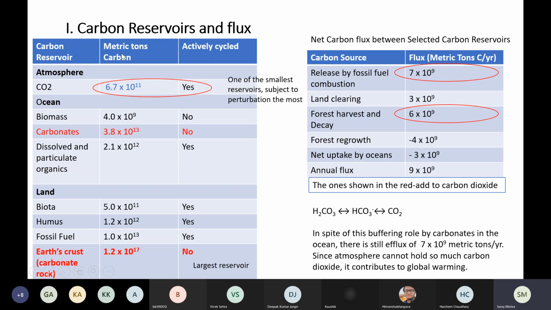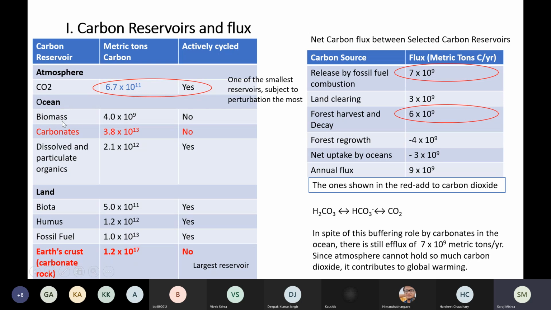So in this picture on the left, in this table, the first thing that you will see are the carbon reservoirs. So essentially, the carbon is present in the atmosphere or in the ocean, or it is present on land. Okay, in the atmosphere, the carbon is available in the form of carbon dioxide. And how many metric tons of carbon is written here? And is it actively cycled? The answer is yes. Okay, then in the ocean, the carbon is trapped in the form of biomass.